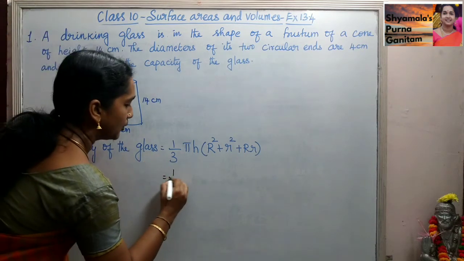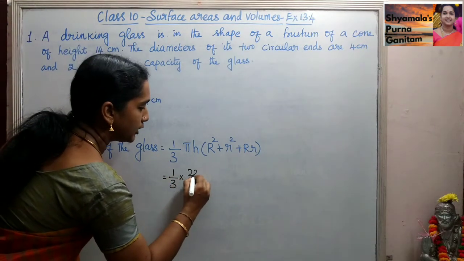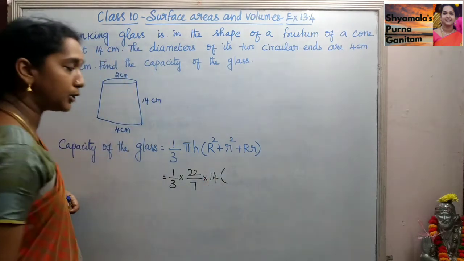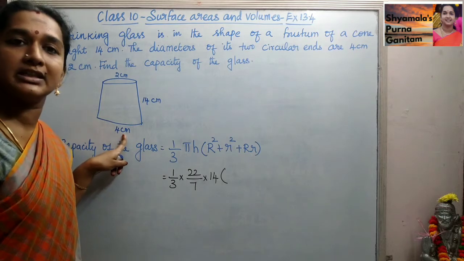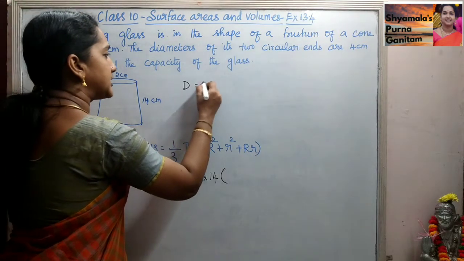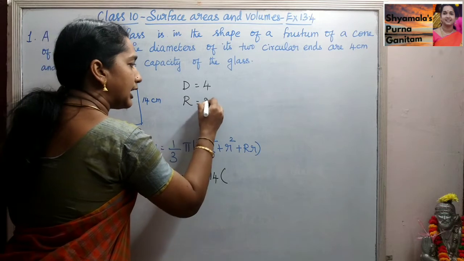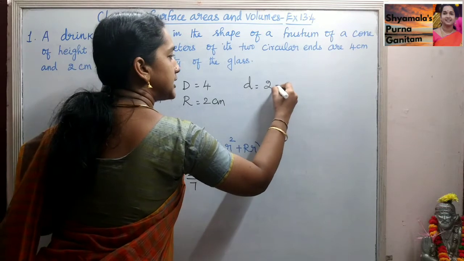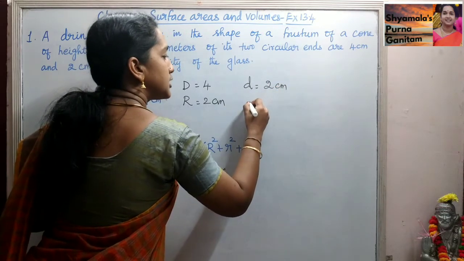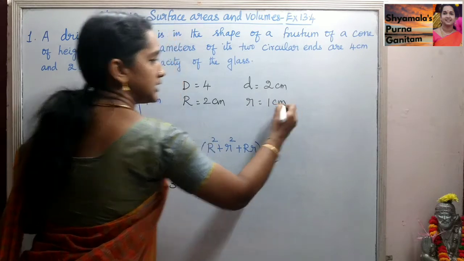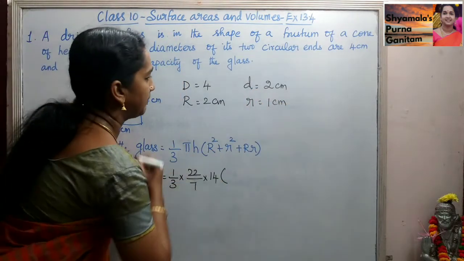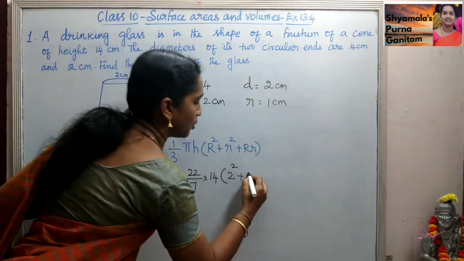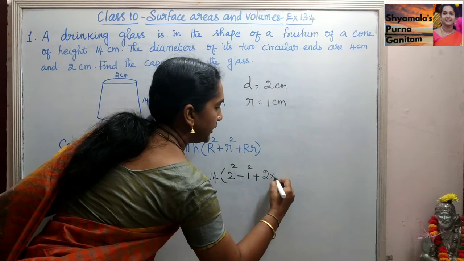Okay, so now 1 by 3 into 22 by 7 into height, which is given as 14 centimeter, into, here the diameter is given as 4 cm, that is capital D is 4 cm. So capital R is 2 cm. Then same way small d is given as 2 cm, so small r will be 1 cm. Diameter and radius. So now capital R squared is 2 squared here plus small r squared is 1 squared plus 2 into 1.